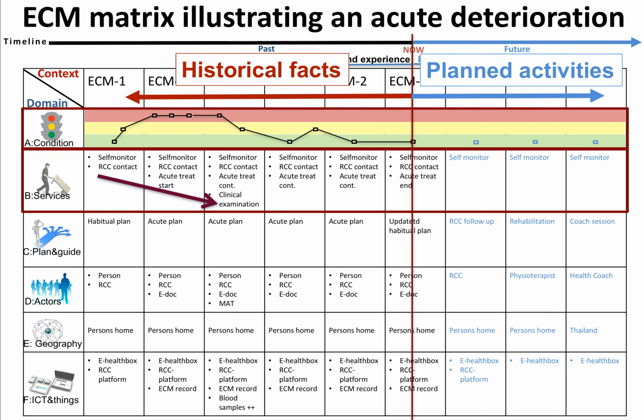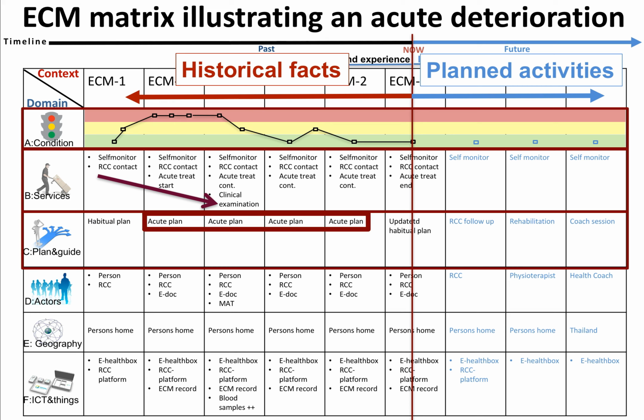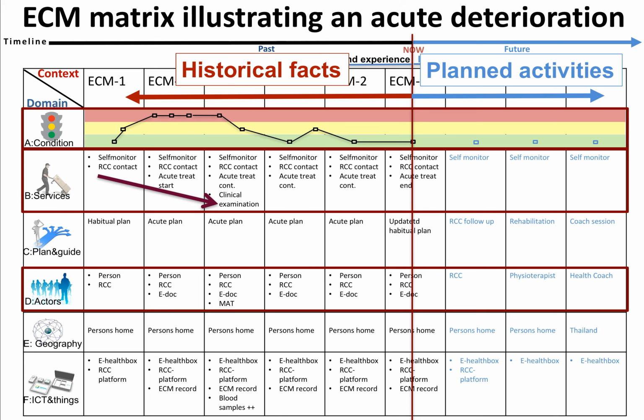There's the ECM domain C, Plan and Guide. We here see a shift from a habitual plan to an emergency treatment plan, which reverts to the habitual plan as the condition becomes normalized again. In its basic structure, the plan is made up of scheduled services, when they need to be performed, and by whom. Next, there's the ECM domain D, the actors. Here we see what actors have actively participated in Eve's acute course of treatment and who's planned to do something for Eve in the near future.